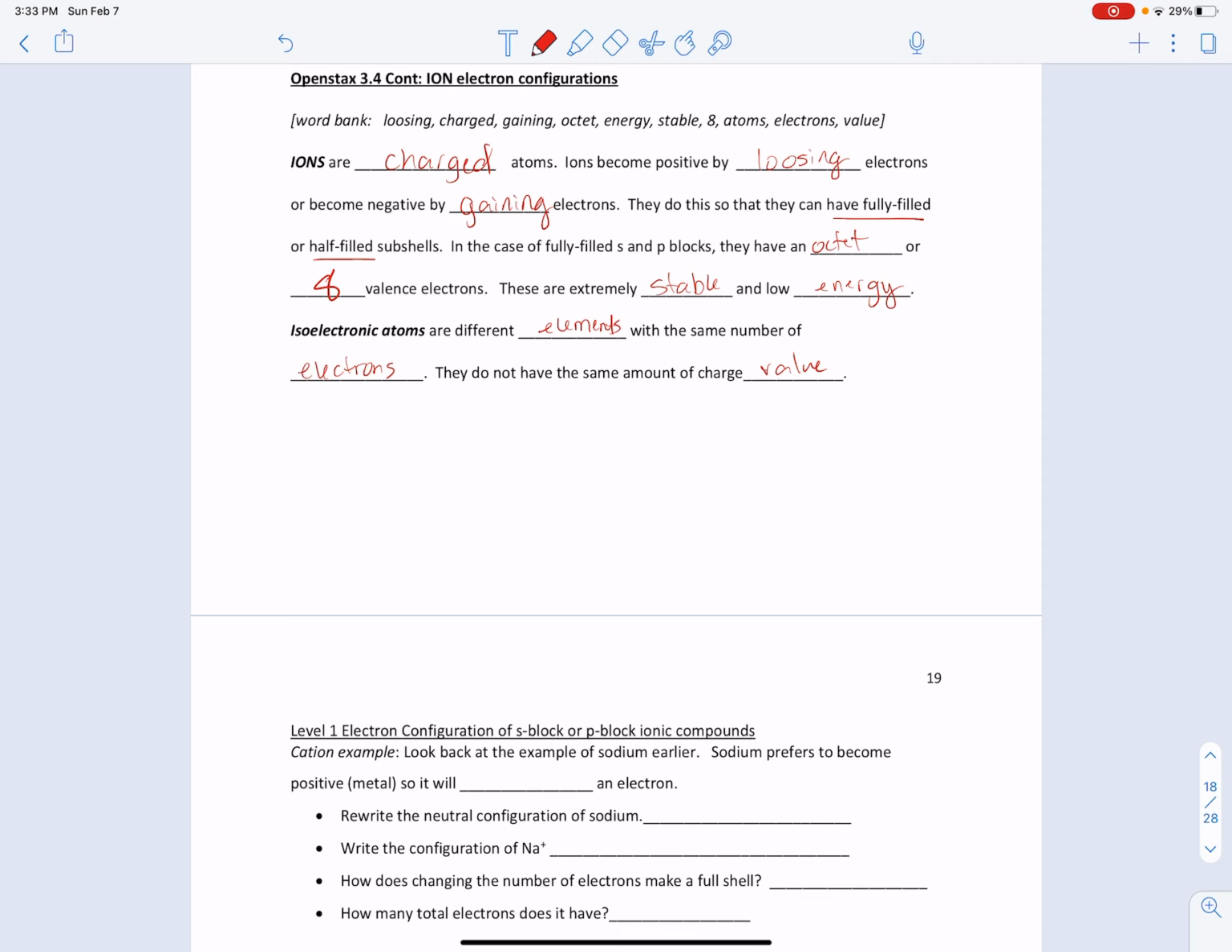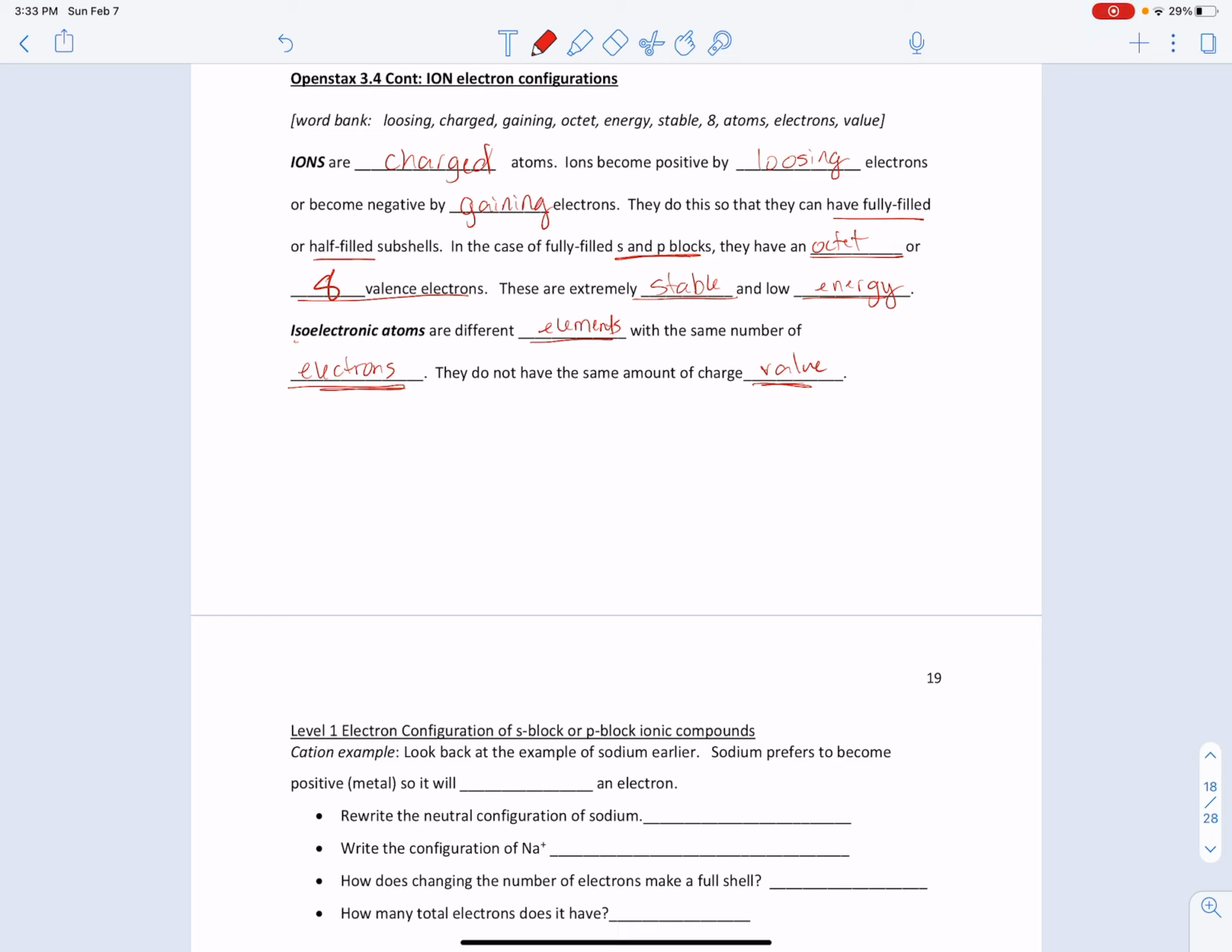In the case of S and P blocks, they have an octet, fully filled S and P, like when it's all the way filled. That's like a noble gas. It has an octet, or 8 valence electrons. These are extremely stable, low energy. Isoelectronic atoms are different elements with the same number of electrons. They do not have the same charge value.